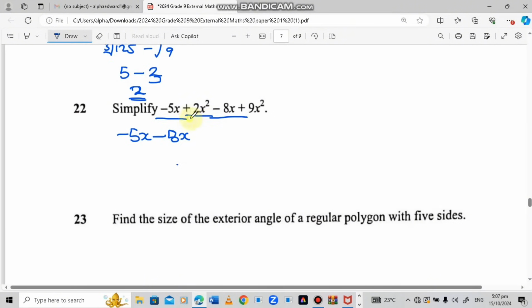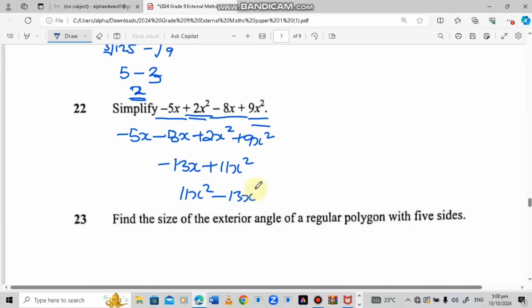Then this term has x squared, even this term has x squared. Collect them together with the sign as well, so we're going to have plus 2x squared plus 9x squared. Negative 5x minus 8x is negative 13x. Then positive 2x squared plus 9x squared is positive 11x squared. You can leave your answer like this, or you can also write it as 11x squared minus 13x to start with a positive term.